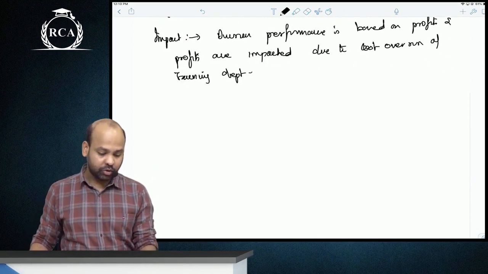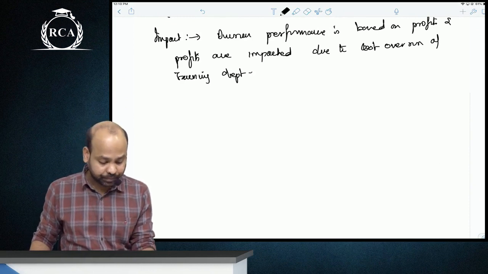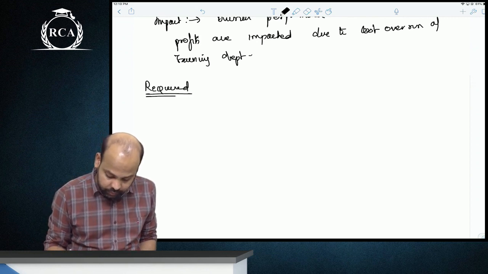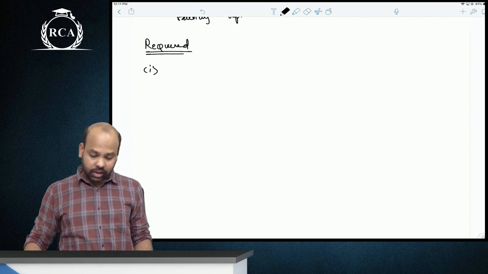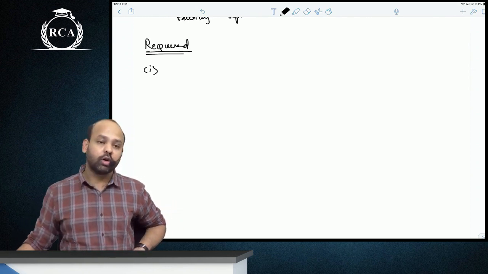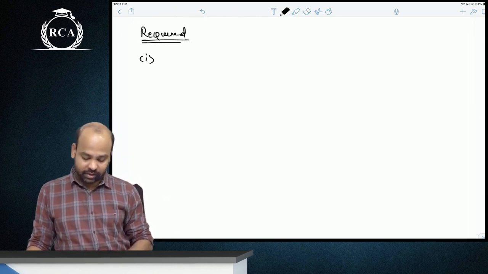Now what is the first bit asking here? Now we can all understand the question properly, guys. First bit says, required: identify the threats to goal congruence due to internal transfer pricing. What would be the threats, guys, here?